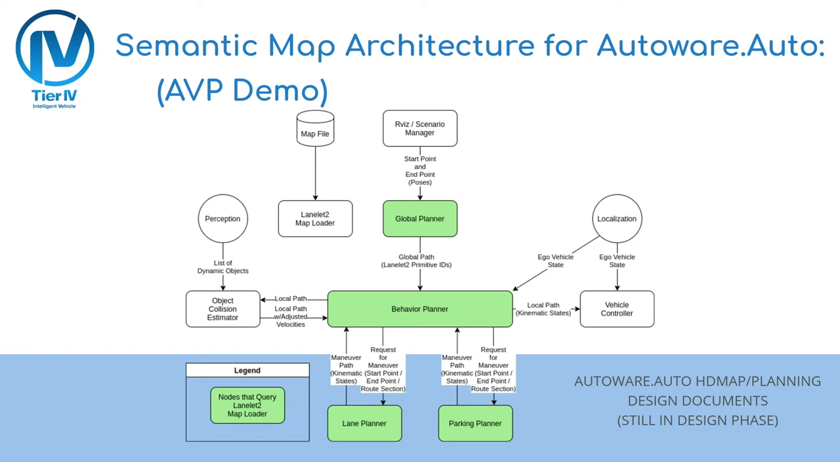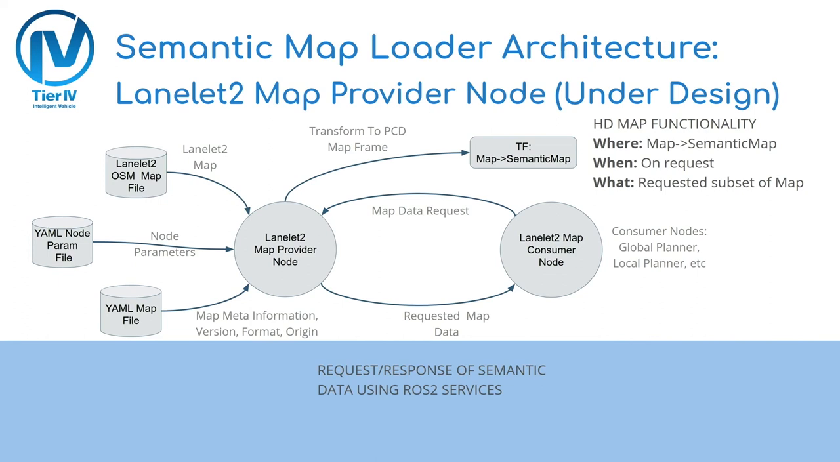While still under design, basically the semantic map provider node should load the map from a file and provide relevant map information to each of the planning processes as appropriate. So here is an initial semantic map architecture to achieve that purpose.